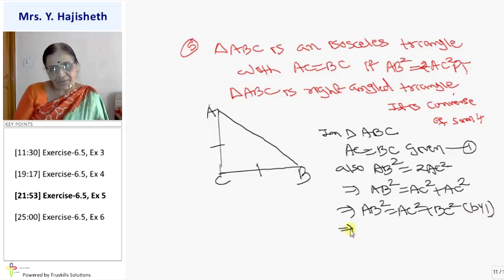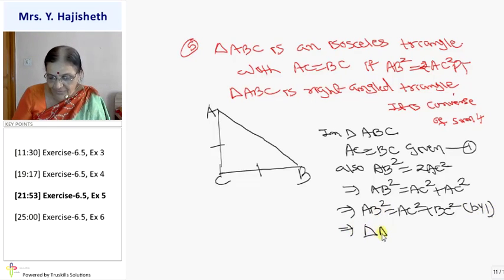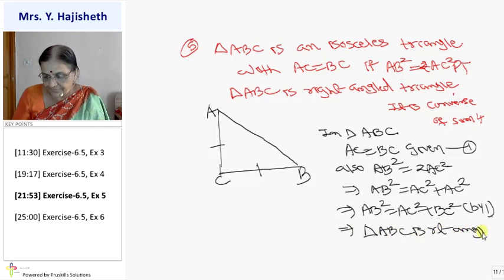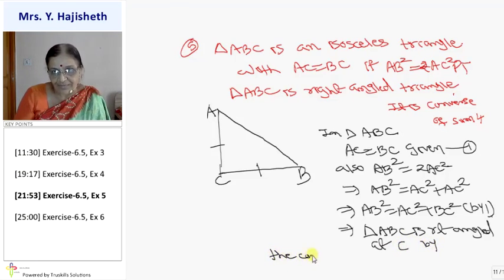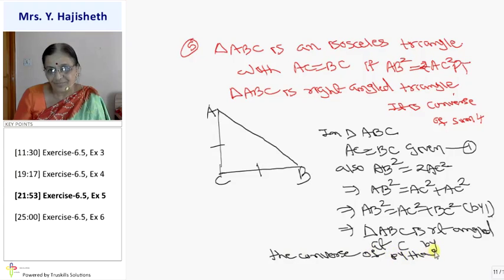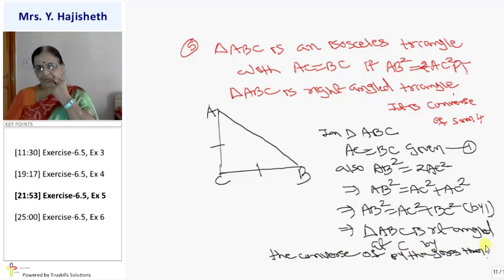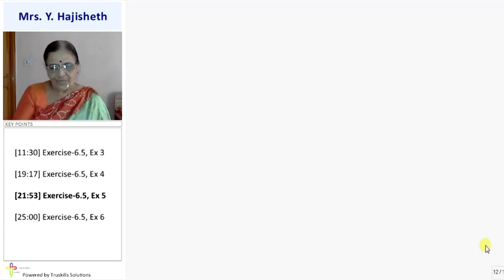So by converse of Pythagoras theorem, if the square of one side is the sum of the squares of the other two sides, then triangle ABC is right angled at the angle opposite to the greatest side, so C, by the converse of Pythagoras theorem. Clear? This I have written by converse of Pythagoras theorem. Okay? So 4 and 5 are converses of each other.